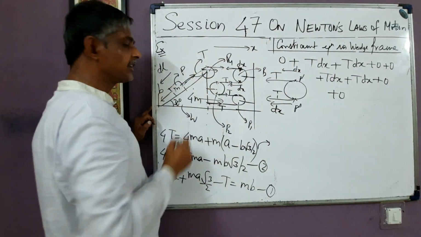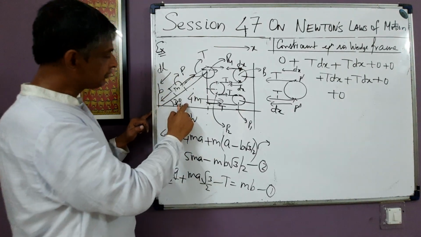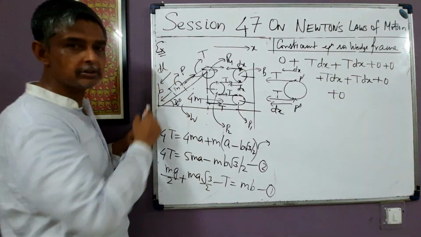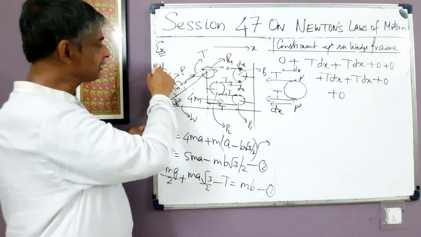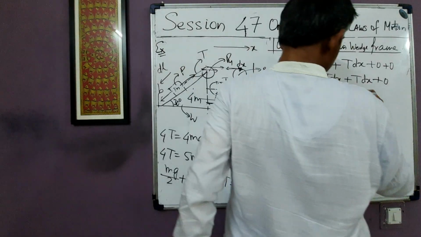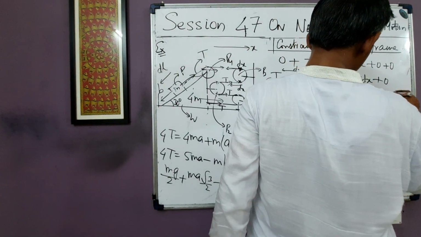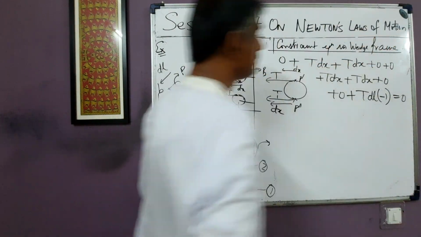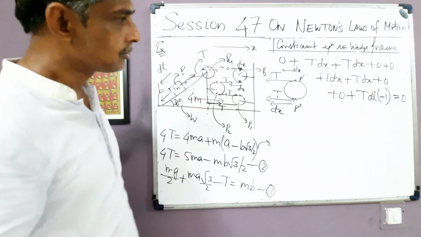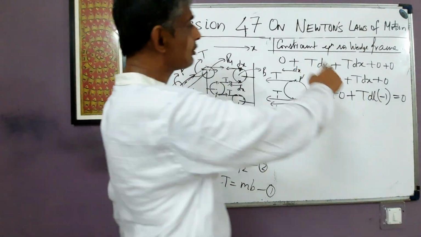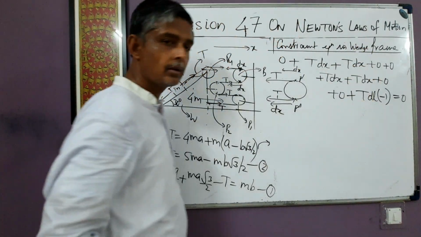Now finally we take this block here. On this, T acts in this direction, and with respect to the wedge it is undergoing a displacement dl in the downward direction. So the work done will be T dl cos 180 degree plus T dl cos 180 degree, which is simply minus 1. This adds up to how much? 0.